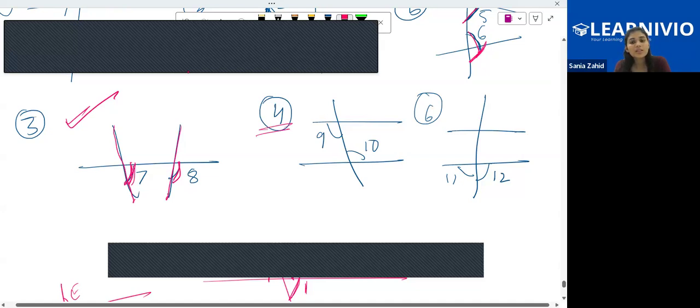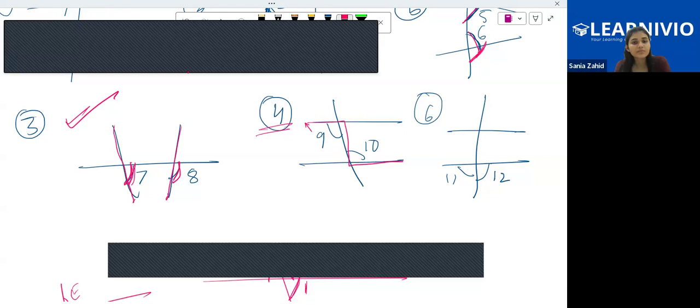Exterior. Okay, what kind of pair is this? Can you not see a Z being formed? Interior. They are interior, I know. But before telling they are interior angles, you have to tell me if they are alternate interior or they are vertically opposite. Are you understanding? Yes. What kind of angles are these? These are being formed on a Z. What kind of angles are formed on a Z?